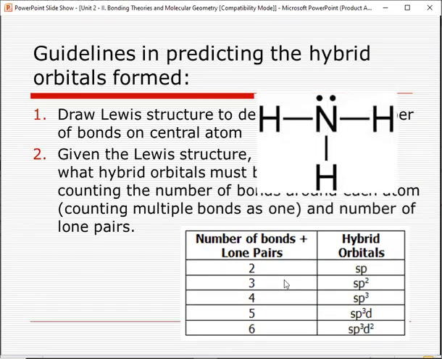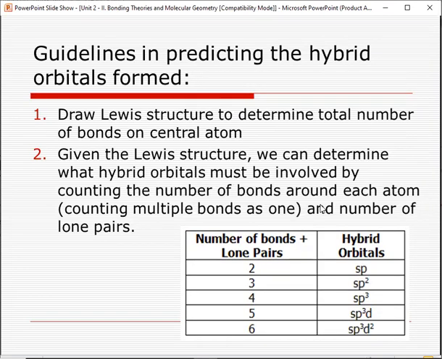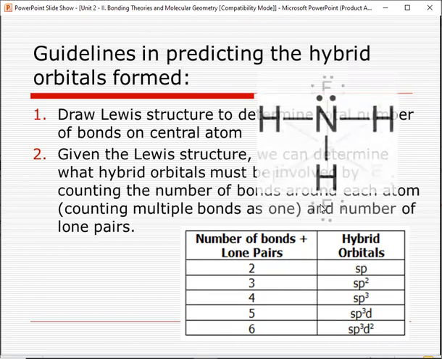Another example, NH3. So let's count 1, 2, 3 plus 1 lone pair, so 1, 2, 3, 4. So 4 is sp3. Let's check. NH3, sp3. So that's how you predict the hybrid orbitals.